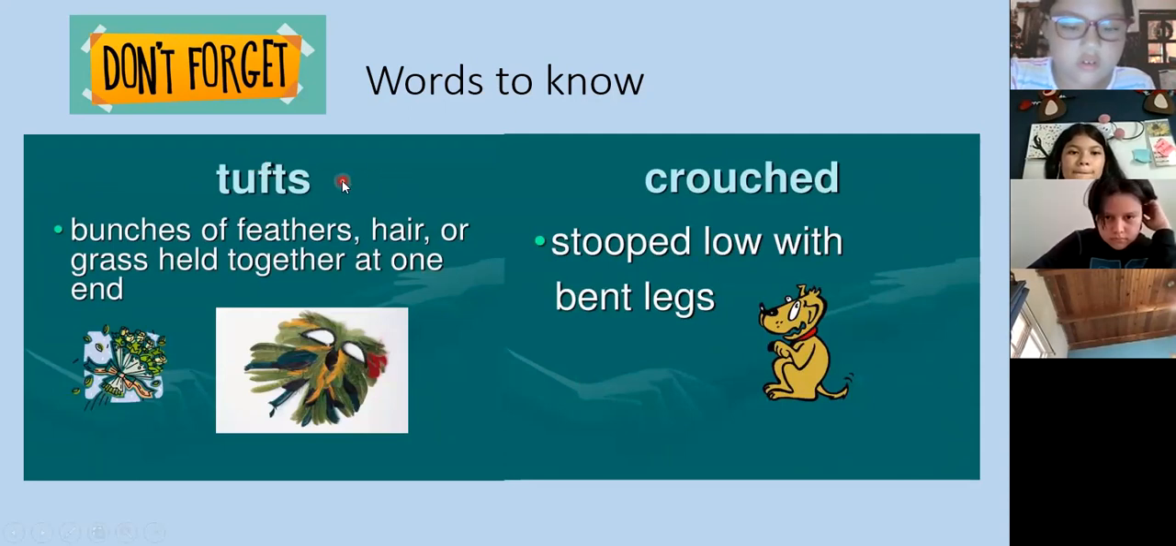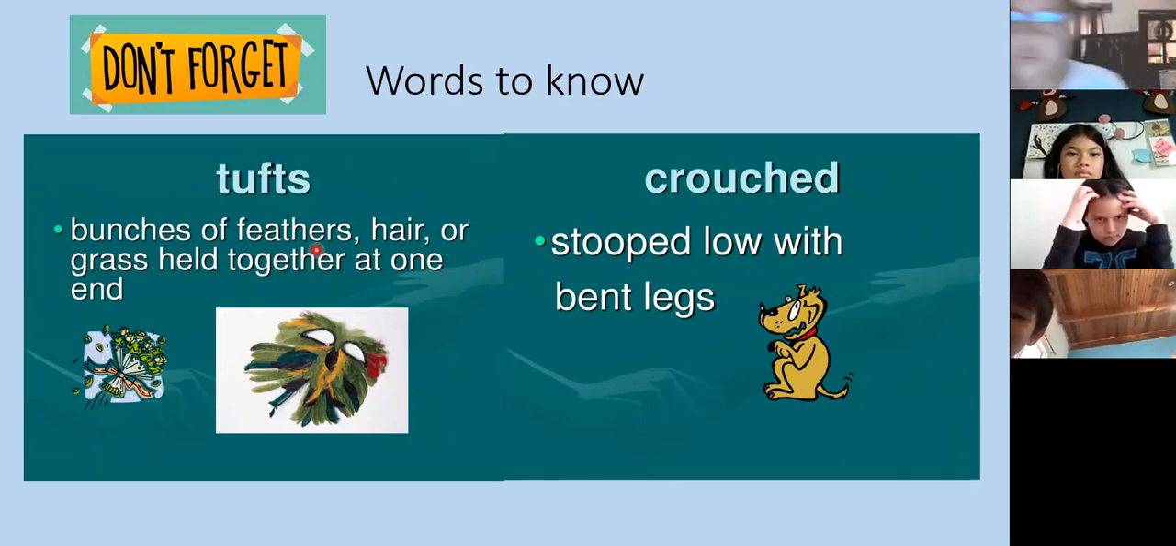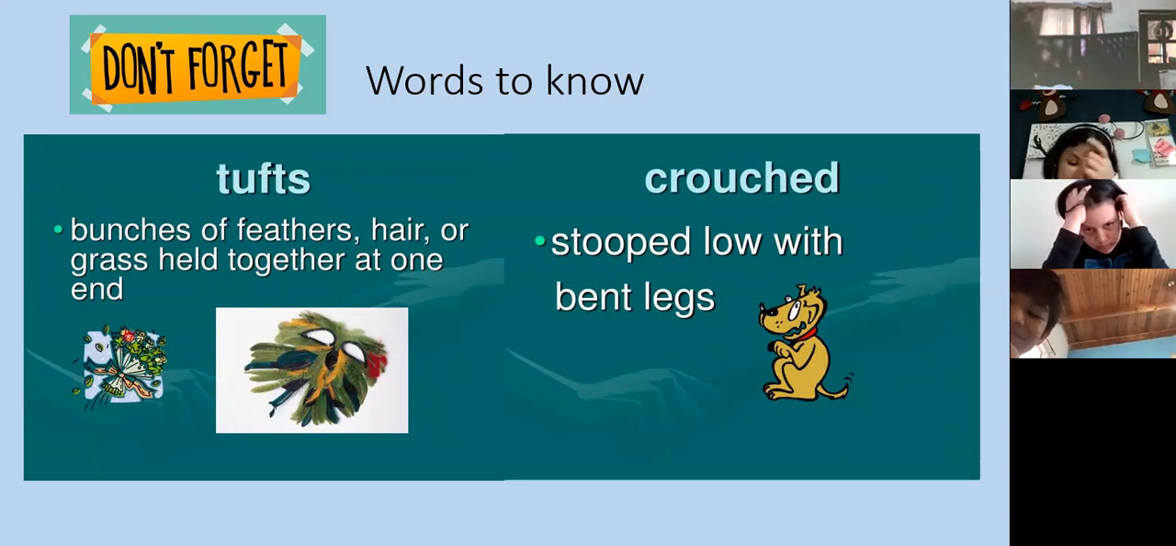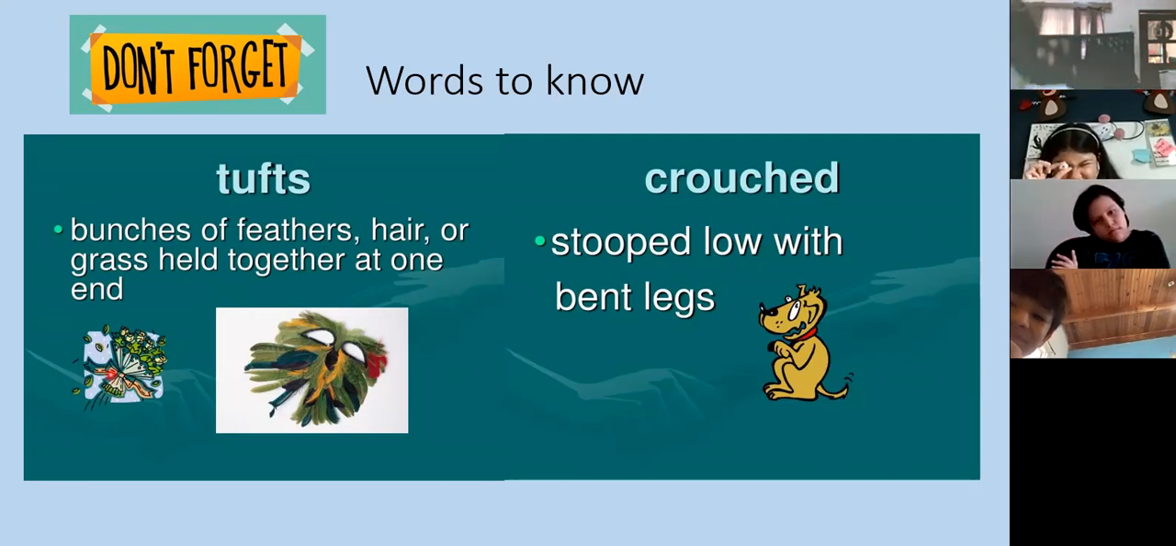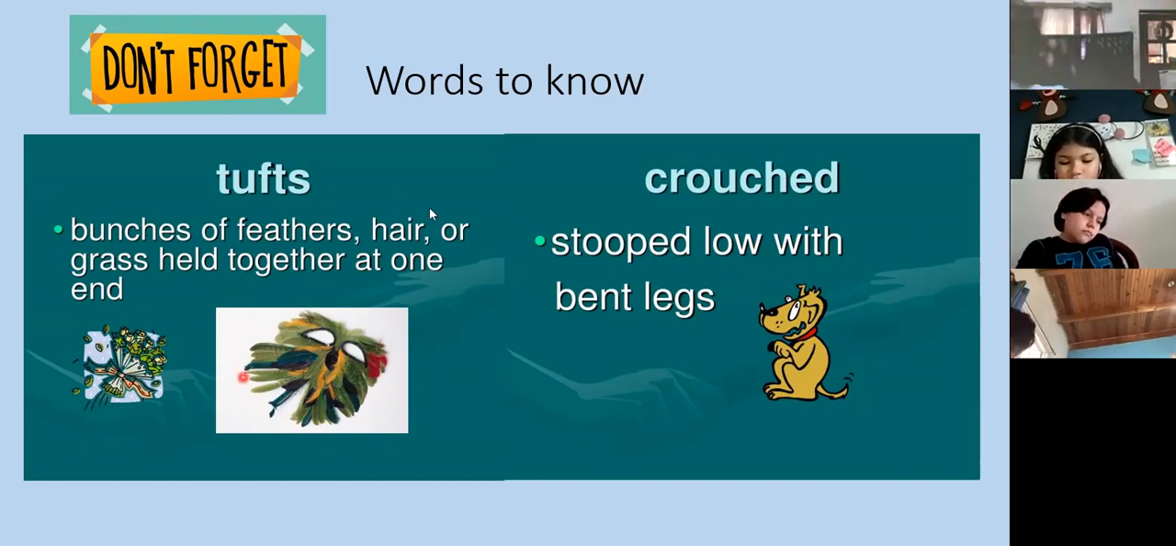What is tufts, class? It's like bunches of plant fingers. Yes, we can say it in Spanish. So bunches of hair, of grass, that are held together at one end. Look at this picture. It looks like flowers, but they are not flowers. They are held together at this end. In the other end, they are not. It's grass. It looks like flowers, but it's grass. So that is tufts: bunches of hair or grass that are held together.